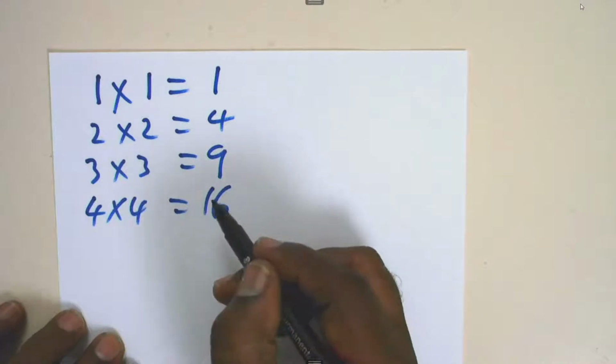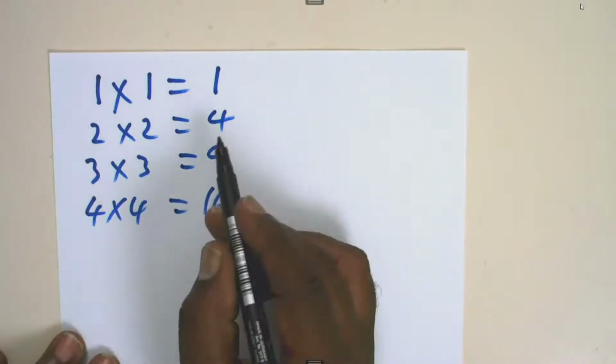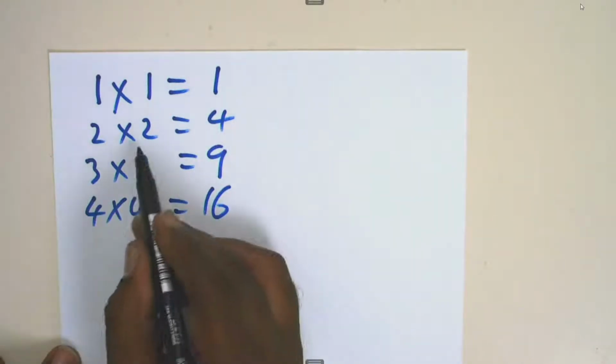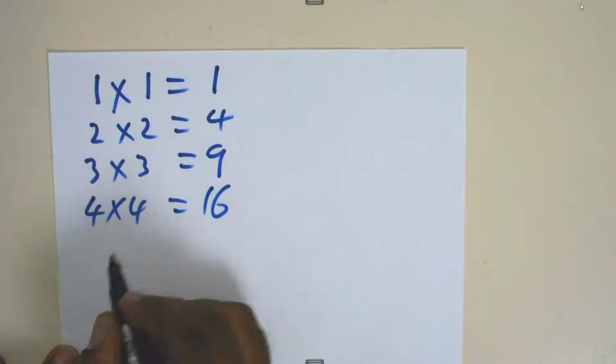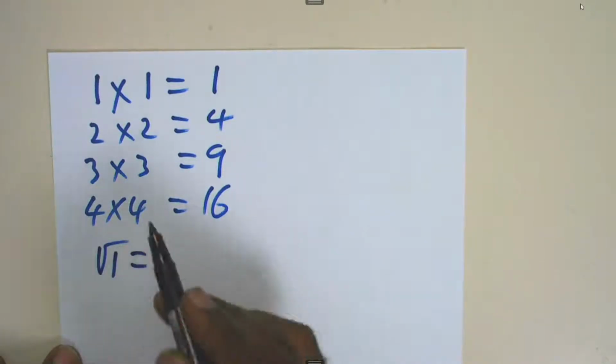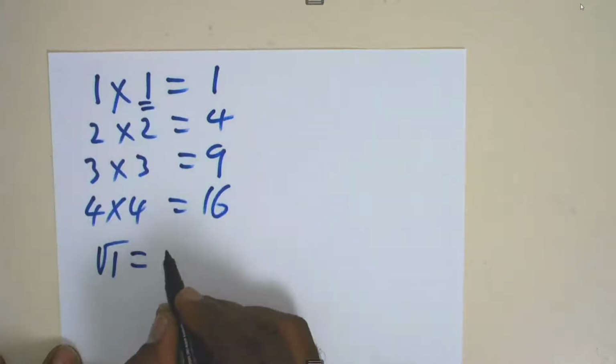In other words, what is the foundation? What forms a square? It's this number. And when we ask what is the root, when we say the square root of 1, it's 1.